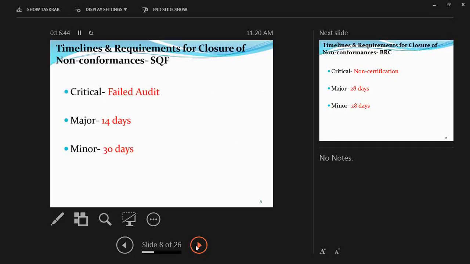nonconformities closed out. A major nonconformity shall be corrected and appropriate corrective action verified and closed out within 14 calendar days of the completion of the facility audit. And what about critical nonconformity? Critical nonconformity will definitely lead to a failed audit. A critical nonconformity raised at a certification audit results in an automatic failure of the audit, and the supplier, the auditee, must reapply for certification.